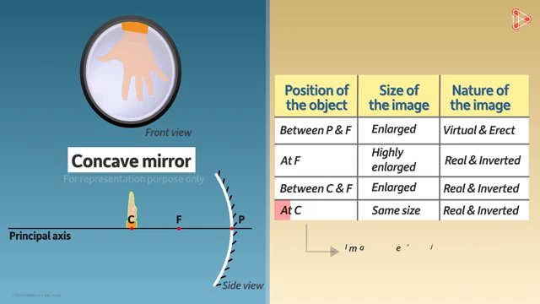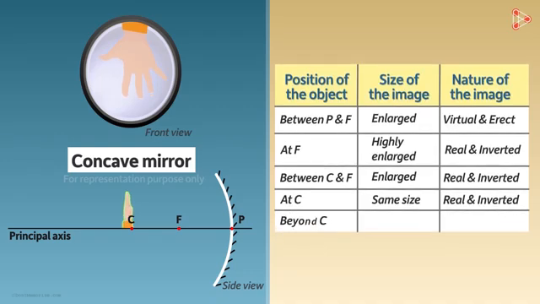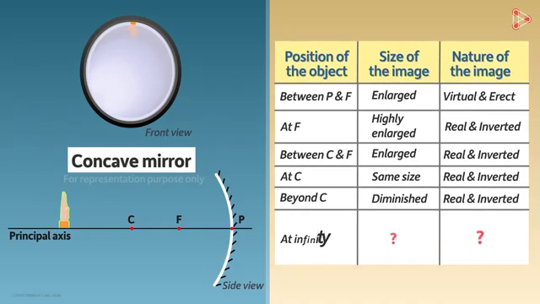What next? If I move this object beyond point C, the image remains real and inverted. But now the size of the image is actually smaller compared to the size of the object. So we say that the image is diminished. This is also a real image. As the object keeps moving beyond C, the size of the image keeps on reducing. What if the object is placed at infinity?